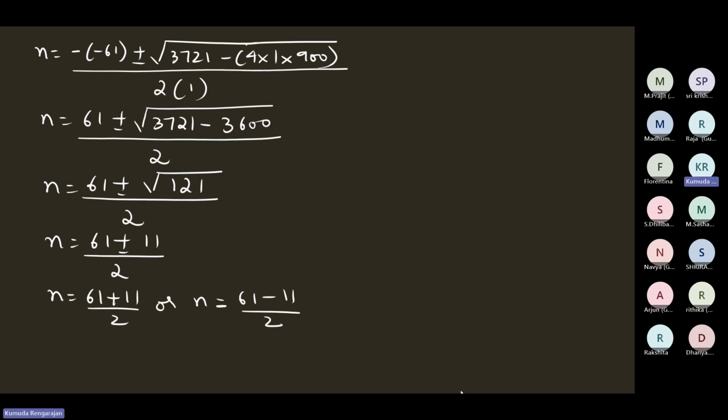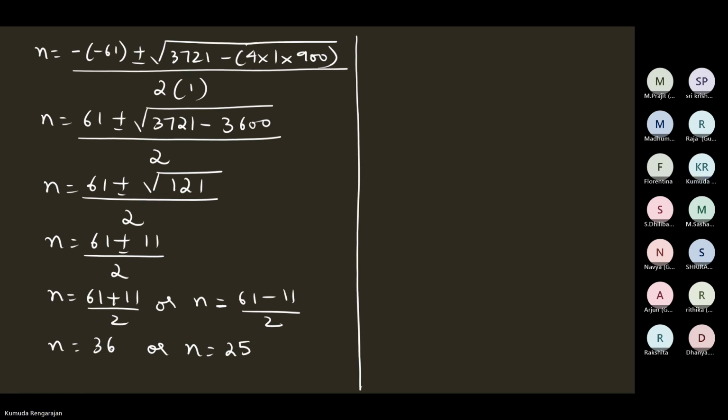So we have n is equal to 72 upon 2, which is 36, or n is equal to 50 by 2, which is 25. Yes. Now, both are acceptable values for n. N is 25 terms, 36 terms. Both of them sound correct.